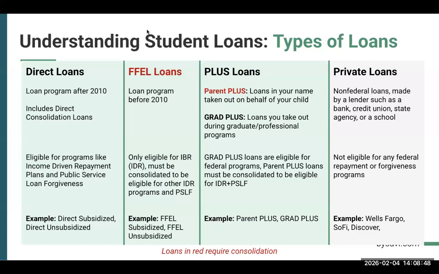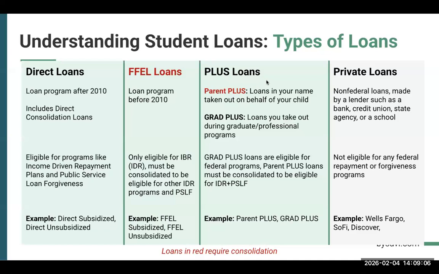Now, the loan types that are highlighted in red are not eligible as is, and that's also why Savvy exists. We help people change their loan type so they can be eligible for these programs. So maybe you have a FFEL loan or a Parent Plus loan. We will help you consolidate them.